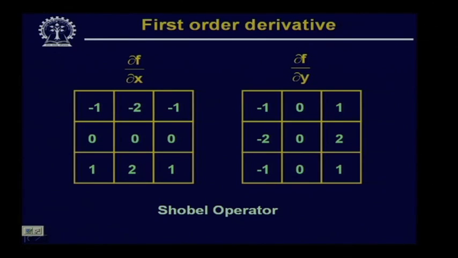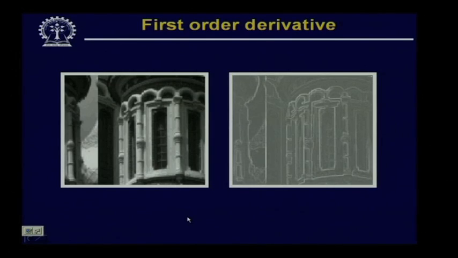When we apply these first order derivatives on the images, the processed image that we get is like this. On the left hand side we have the original image, and on the right hand side we have the processed image, which highlights the edge regions or discontinuity regions in the original image.